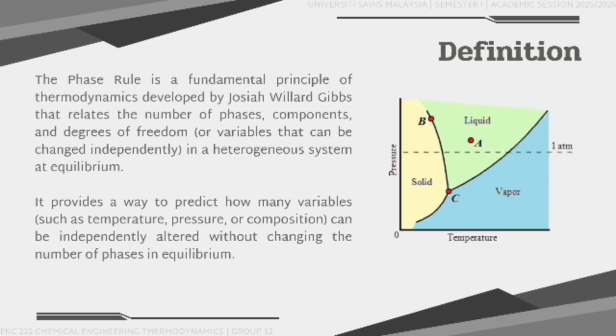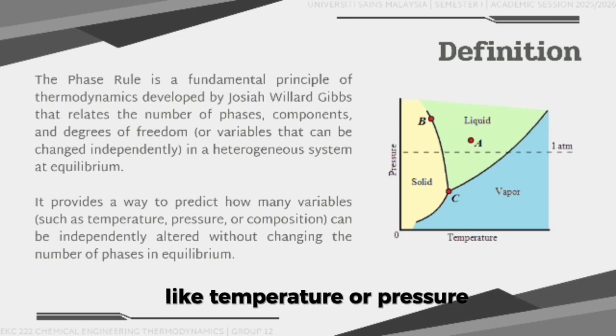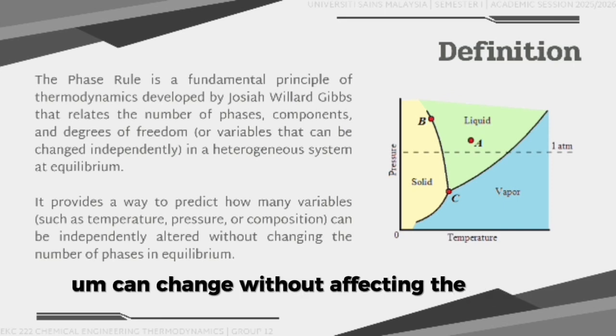Moving on to the definition, we know that the phase rule was developed by Josiah Willard Gibbs, which explains how phases, components, and degrees of freedom relate to the system at equilibrium. And it shows how many variables, like temperature or pressure, can change without affecting the number of phases.